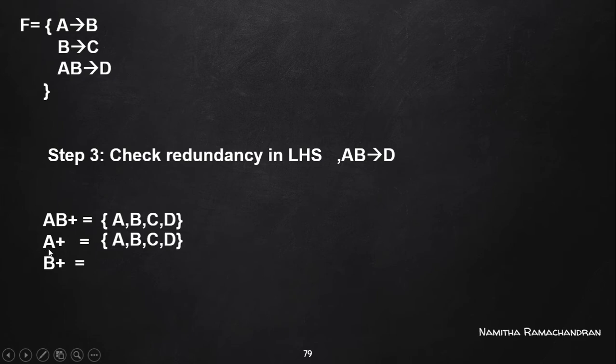That means A closure equal to AB closure means B is redundant here. AB closure equal to A closure means B is redundant.